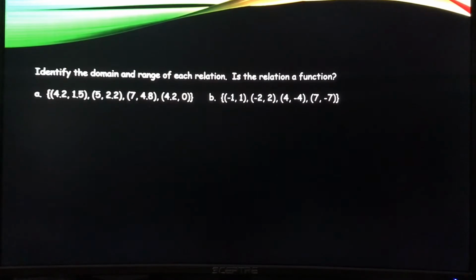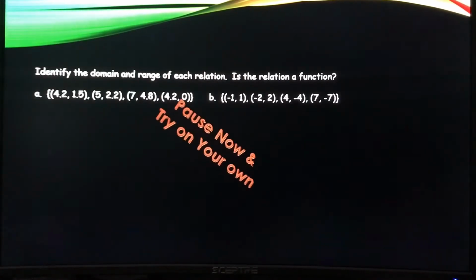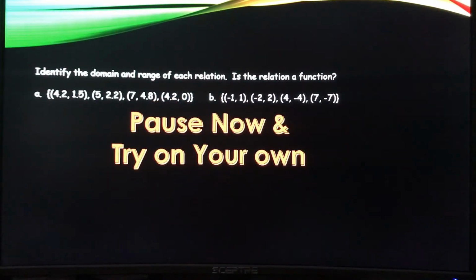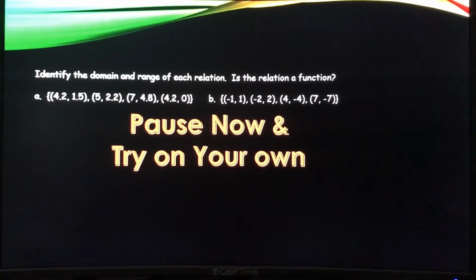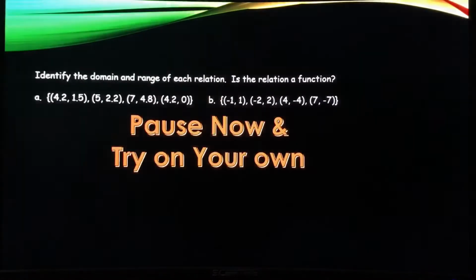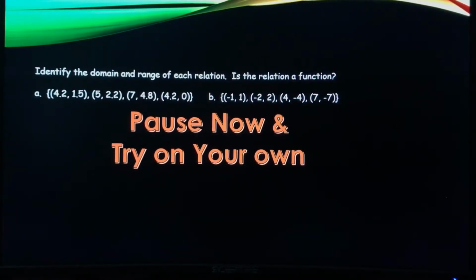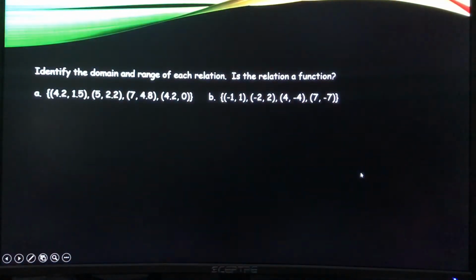So now that we've gone through a couple examples, it's a good time to pause the video and try these two on your own. My recommendation is to actually write the relation down. Write down A and B, do the circling, state the domain and range, and take a look and see if they are in fact functions. Okay, let's take a look and see how you did.